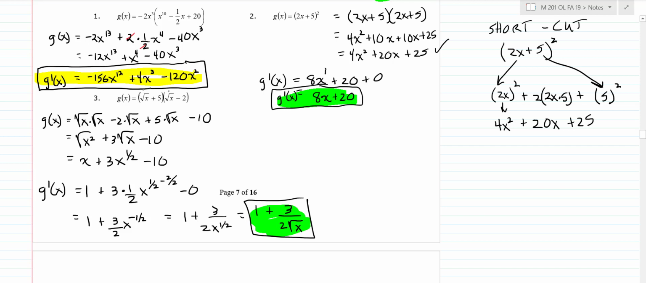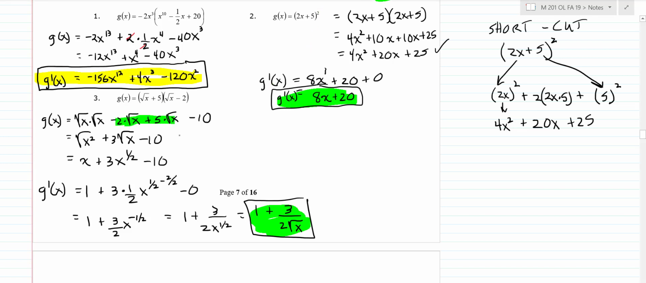So the first term is just radical x times itself. Outside term is minus 2 radical x. Inside is plus 5 radical x. Last term is negative 10. This becomes square root of x squared, which becomes x. These are like terms, so negative 2 plus 5 is 3 radical x minus 10. Sometimes students haven't done this in a long time and need to brush up.